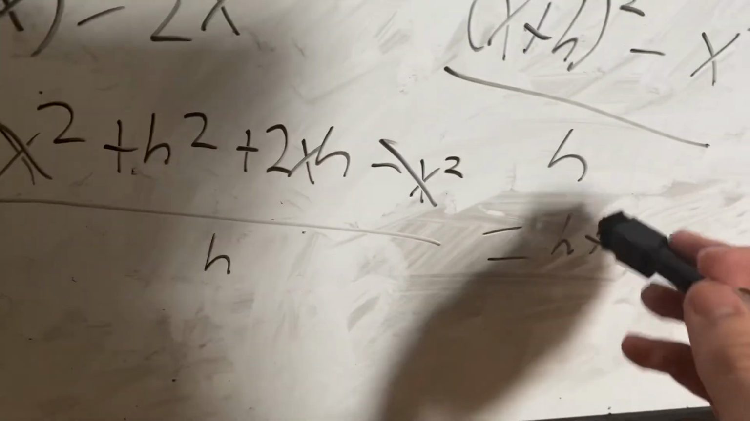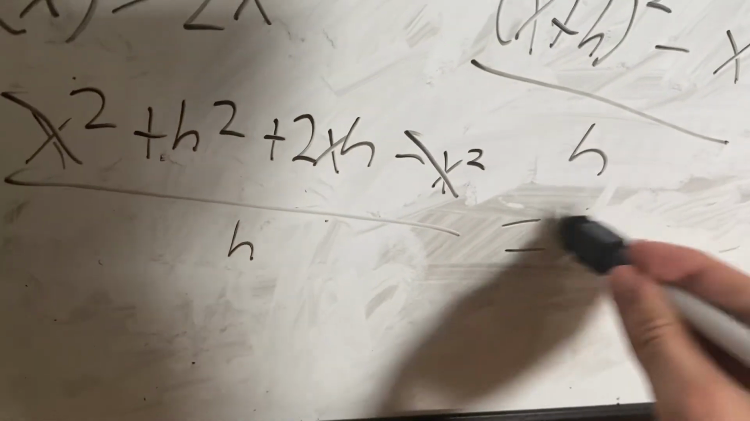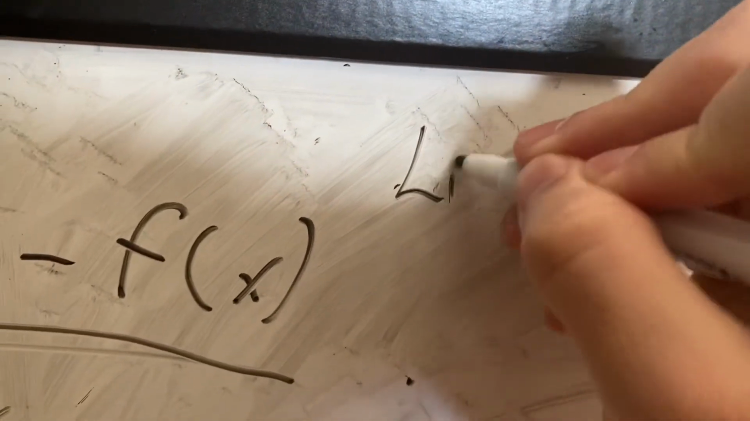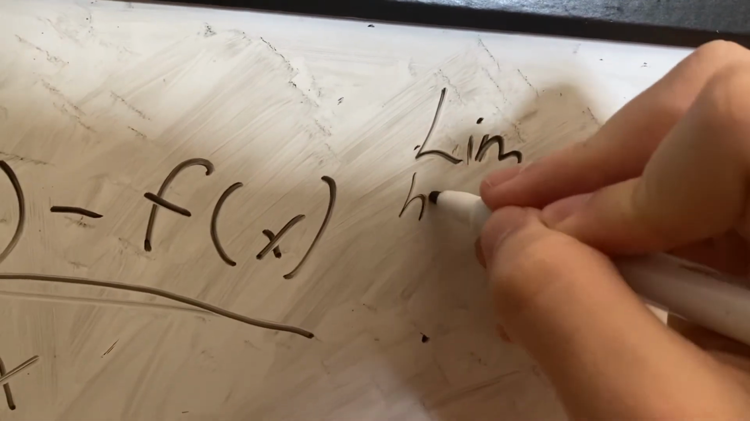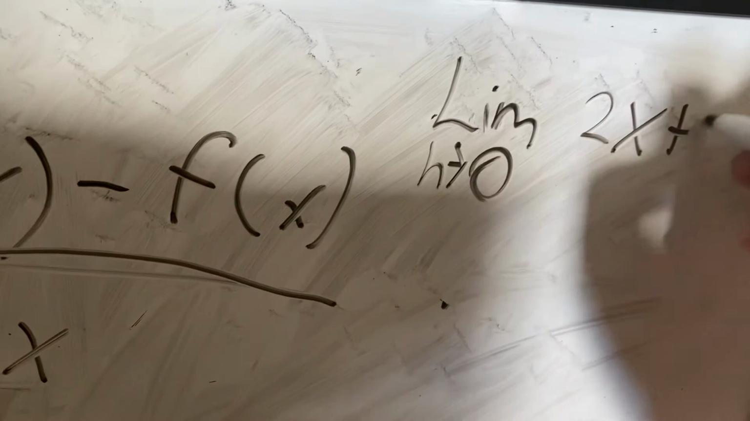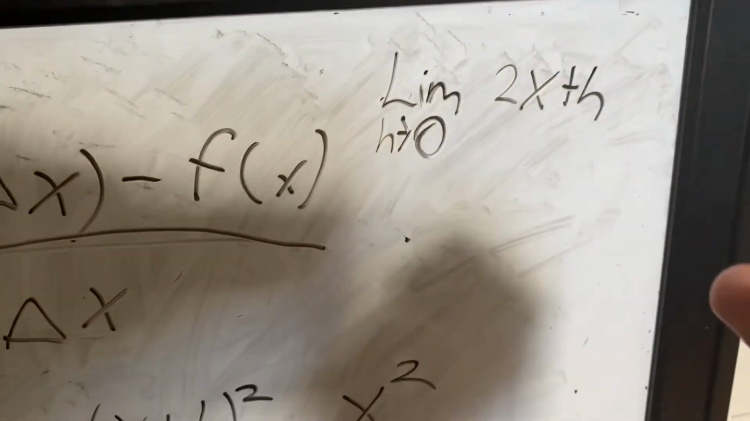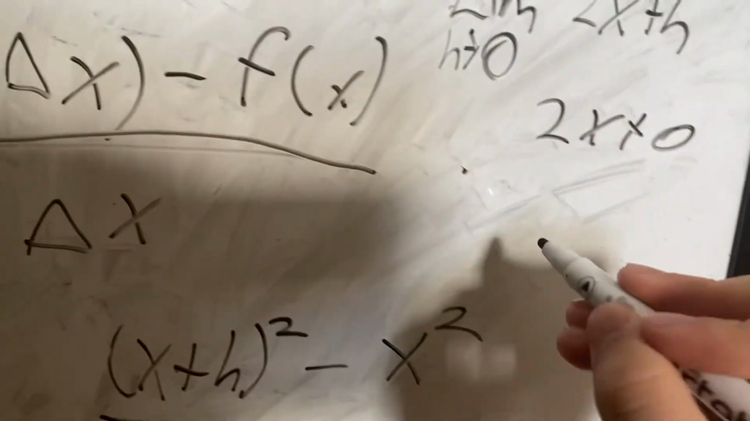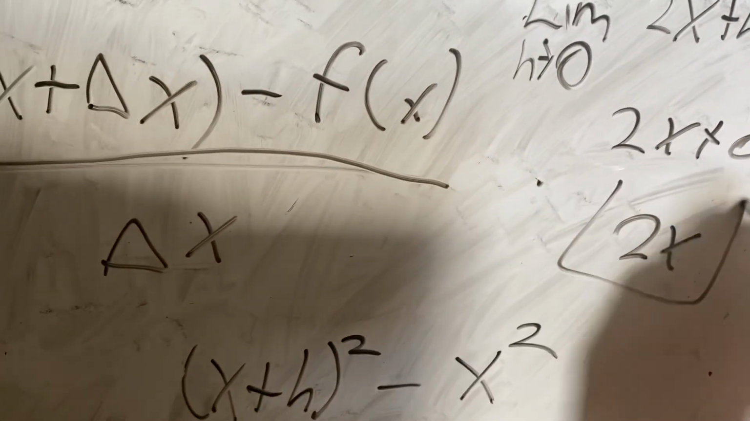So if we write this with the limit, let's say we have the limit as h approaches 0 of 2x plus h, which is what we had. All this is saying is 2x plus 0, and our answer is 2x.